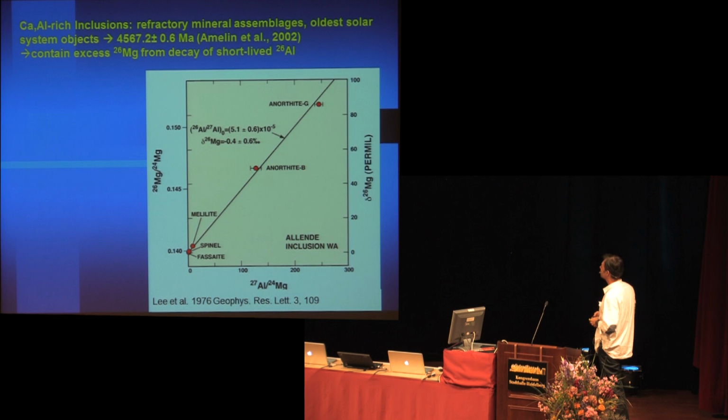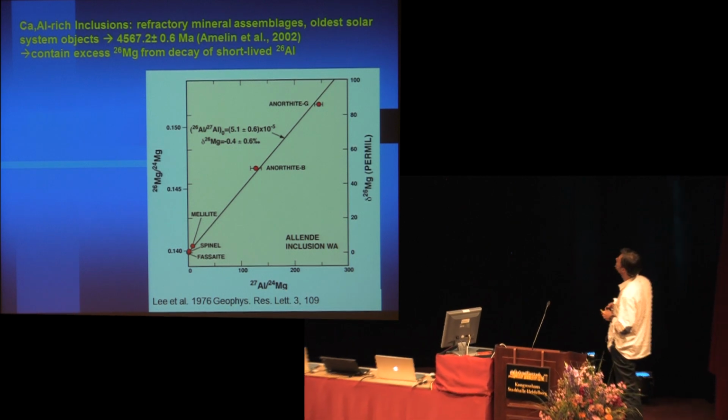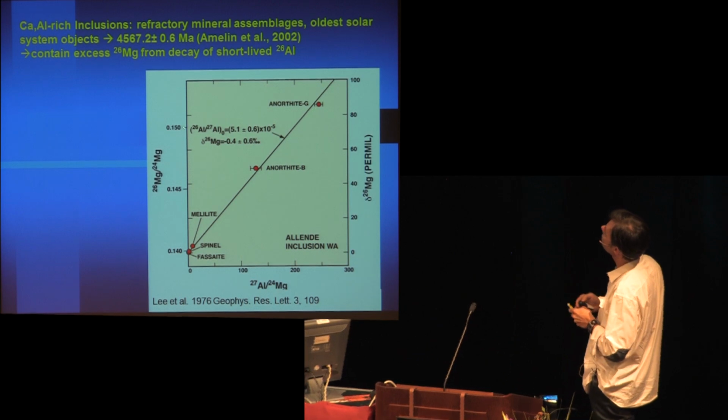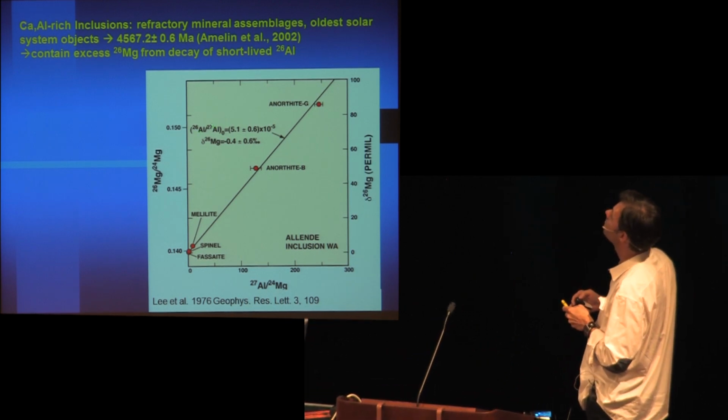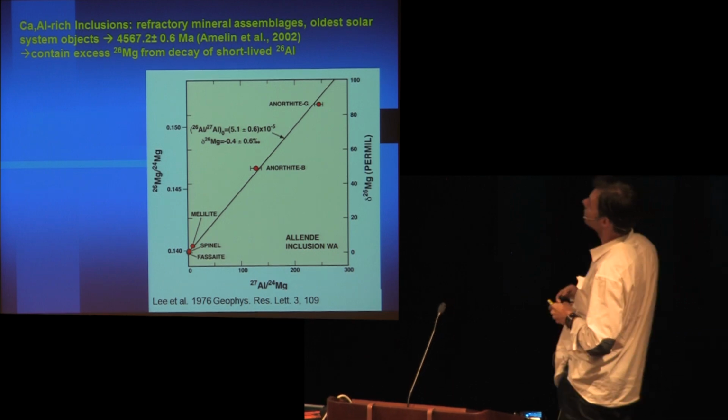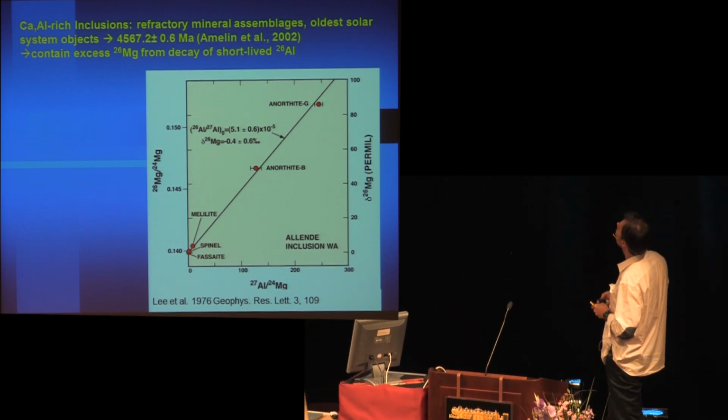Okay, the CAIs are prominent objects, and these were the first objects where short-lived nuclides were detected in early solar system matter. This is from Lee et al. 1976, where they analyzed aluminum-rich phases in the CAIs, which are indeed aluminum-rich feldspars. And in these feldspars, they found a pronounced excess of magnesium-26, which is a decay product of the short-lived nuclide aluminum-26. From the slope of this line, one can calculate the initial aluminum-26 to aluminum-27 ratio, which is 5 times 10 to the minus 5, and the up-to-date values are not too different from this.